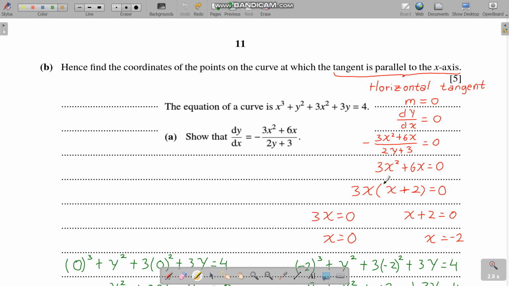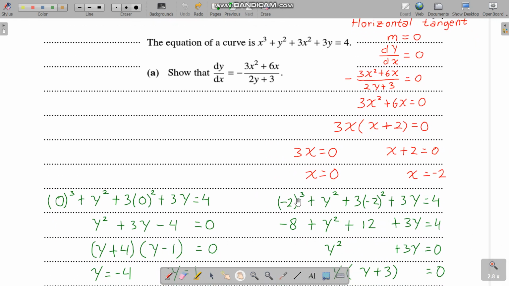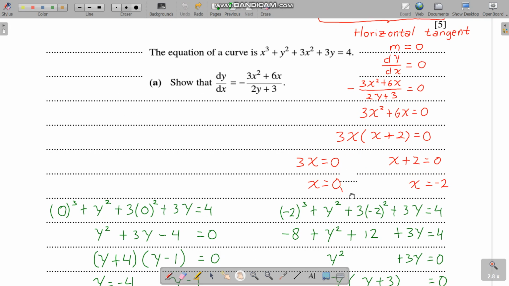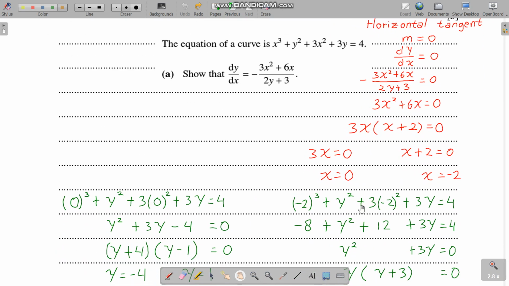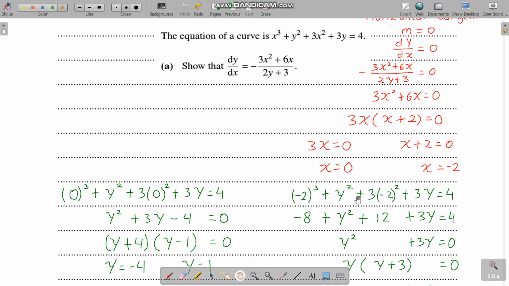And then we factor out 3x. We have 3x(x plus 2). So a times b equals 0, a equals 0 or b equals 0, which means x can be 0 or x can be minus 2. Since the question is to find the coordinates, we need the y value. So now we plug x equals 0 into the original curve equation, and x equals minus 2 also.